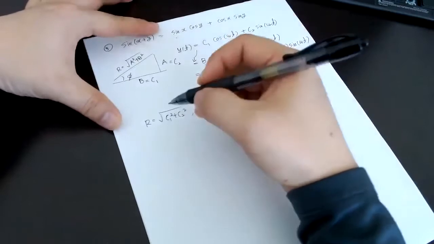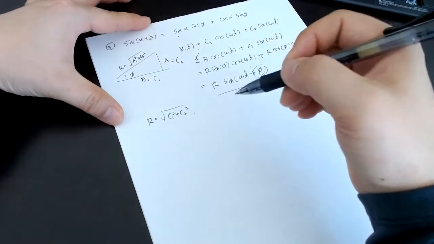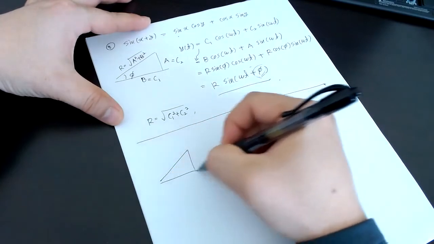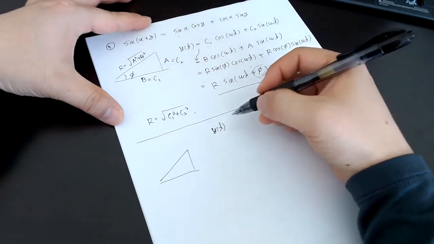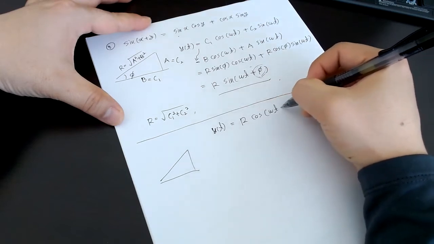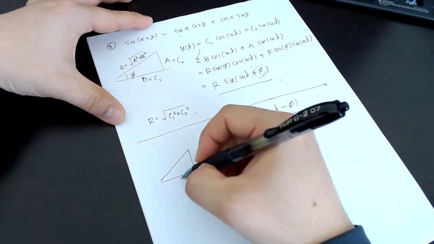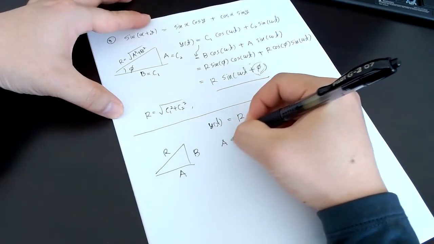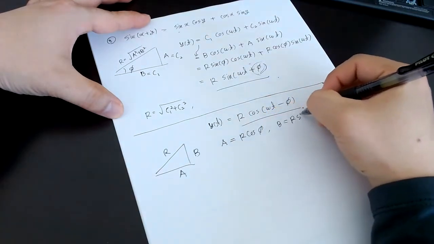So we got this. Let me use that y of t, which is equal to r times cosine omega t minus pi. Let me use that phase amplitude form. So that was a, this is b, and this is r, right? And a was r times cosine pi, and b was r times sine pi, right?